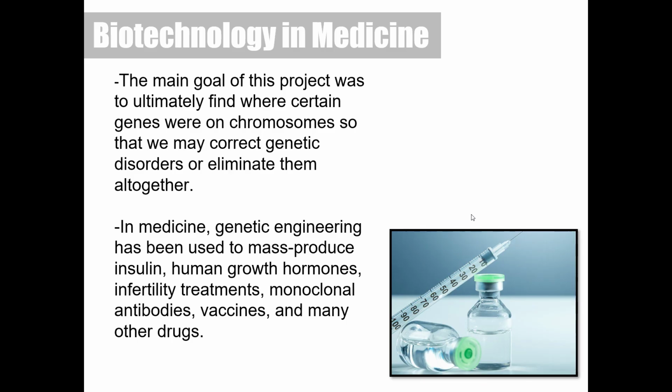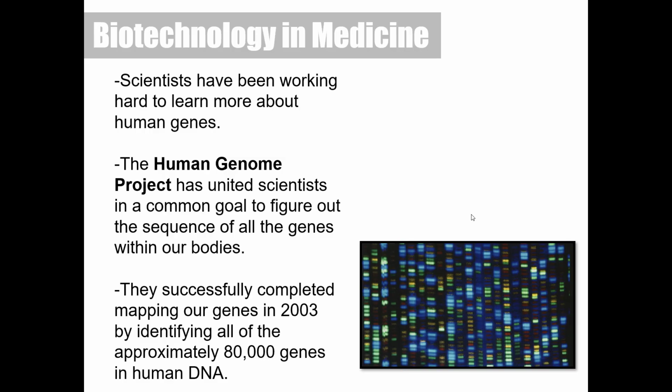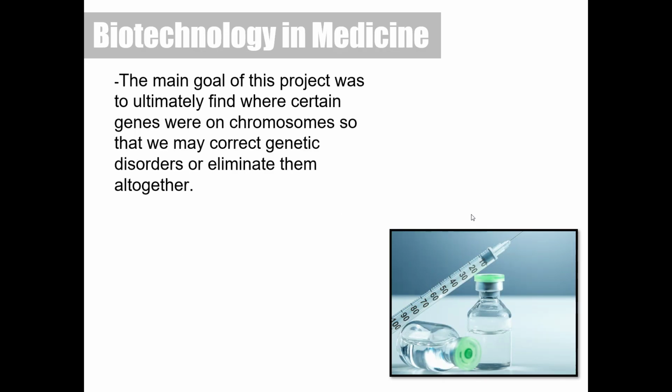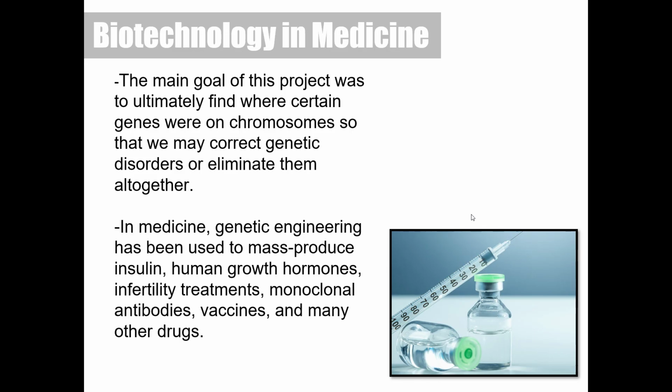The main goal of the Human Genome Project, which got scientists to come together to basically map out our genes, happened in 2003, and so we were able to look for the first time at a person's complete genetic profile. The main goal of this project was to find out where certain genes are, so that we can identify genetic disorders, and then, of course, ultimately treat those genetic disorders. From that has come a ton of medicines and vaccines and treatments for a number of different genetic diseases and disorders.